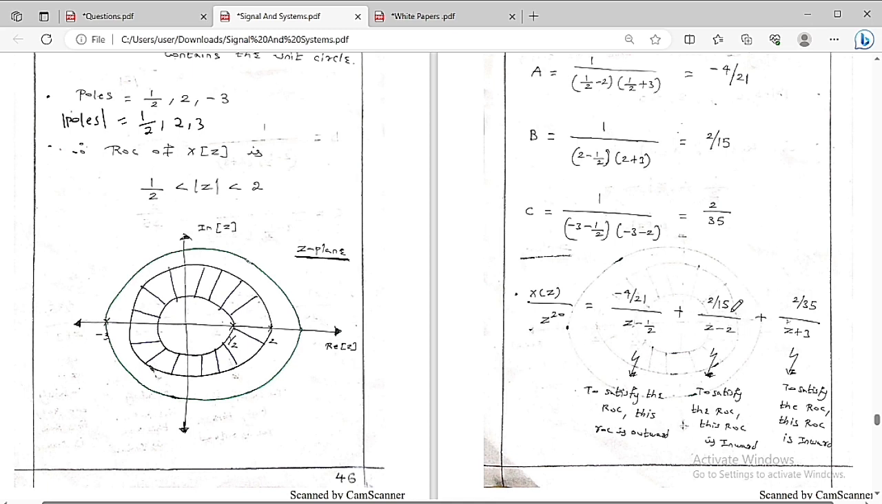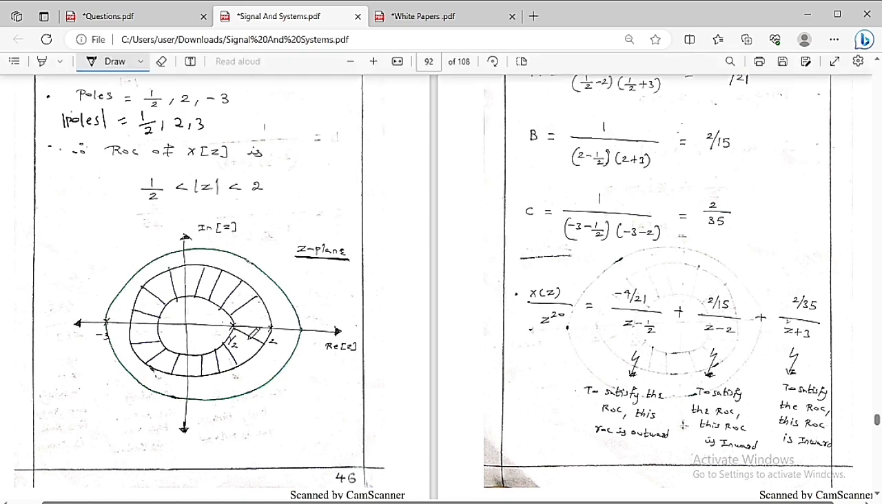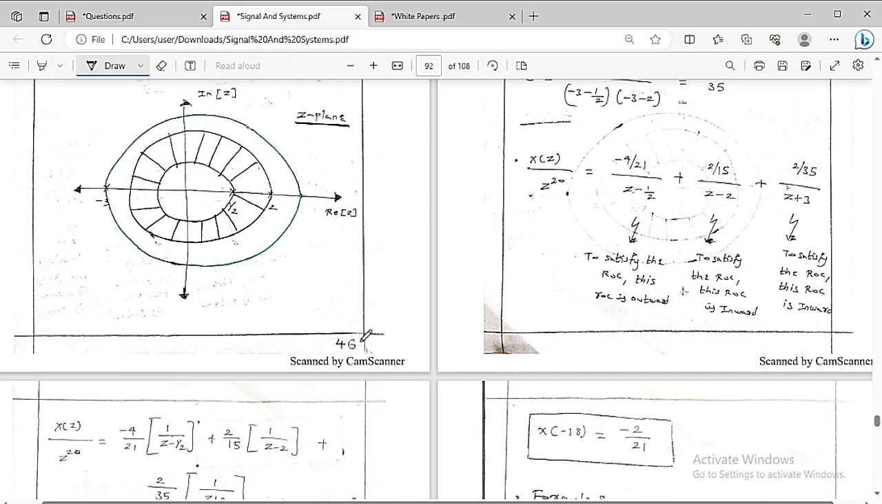This is a right sided signal. Similarly, at z = 2, in order to satisfy the ROC of X(z), this must be a left sided signal. So to satisfy the ROC, this ROC is inside the circle. Similarly, at z = -3, in order to satisfy this ROC, the signal should be a left sided signal because the ROC is inward. So you have to satisfy the ROC, this ROC is inward. This is a very common thing that I don't need to explain.